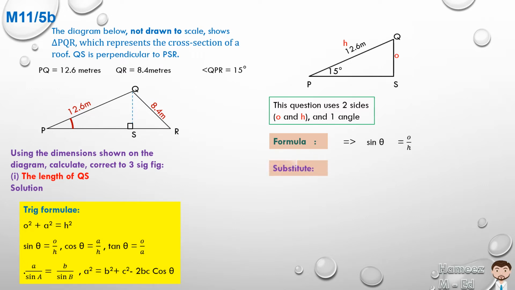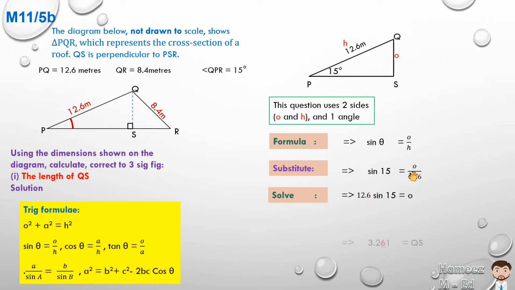So we now substitute into it. Sine 15 is equal to O over 12.6. Now we want to find O alone on the right-hand side. So let's block off 12.6 with our hand, and we write what we have. Sine 15 is equal to O. The 12.6, we now have to deal with it. It was on the right-hand side in the denominator, or dividing. So when we carry it across to the left-hand side, it will end up multiplying. So it will be 12.6 sine 15 is equal to O.